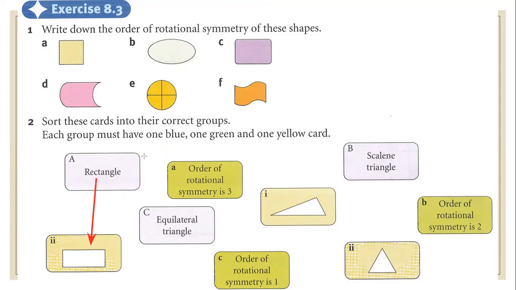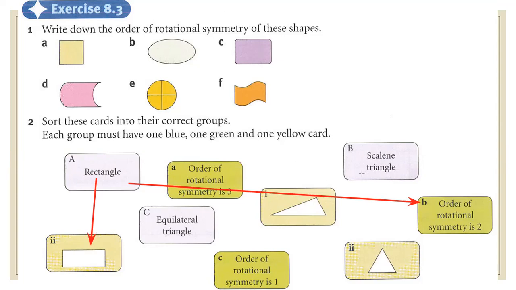Second one. So one blue I connect with green and yellow. This one is yellow. First I connect this, blue connects with yellow. Now we will connect this with green. So two order of rotational symmetry. Which will have two order of rotational symmetry? This one.